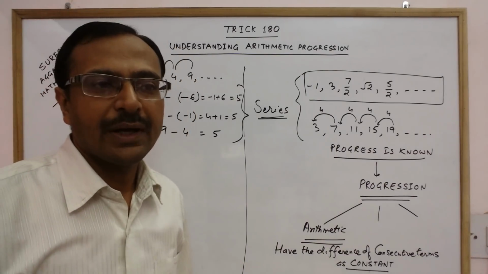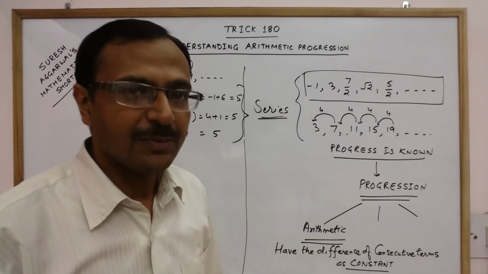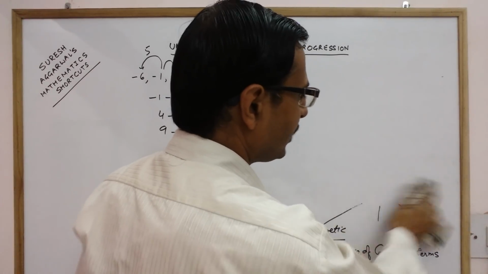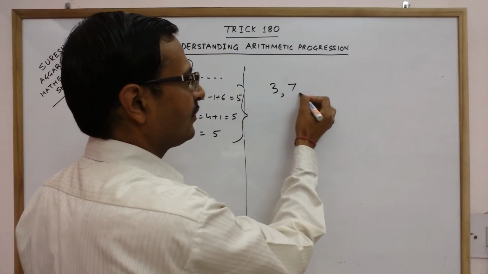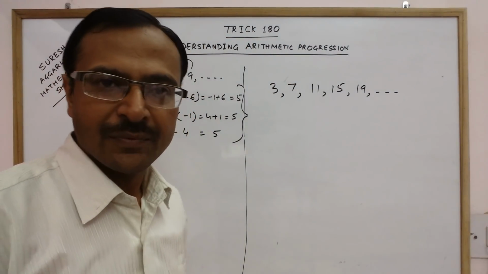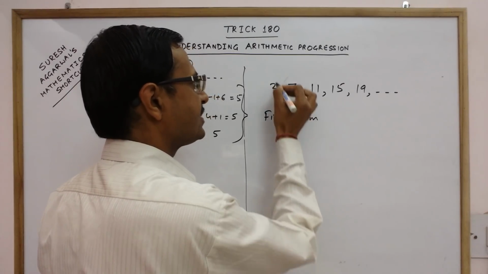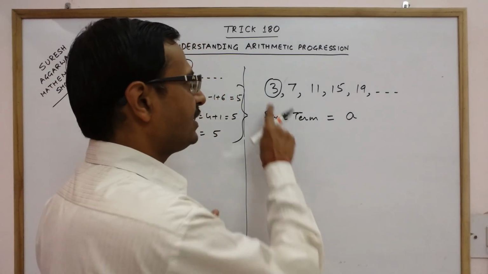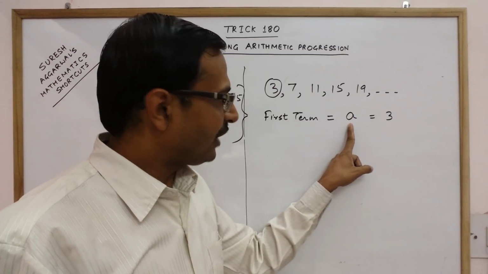Now, after having understood what an arithmetic progression is, we need to understand the terminology associated with it. For this, let us concentrate on a single example and understand the terms. Say, I will take the first example. This is an arithmetic progression. The first term of an arithmetic progression is normally denoted by the alphabet small a, and in this case the value of a is 3.